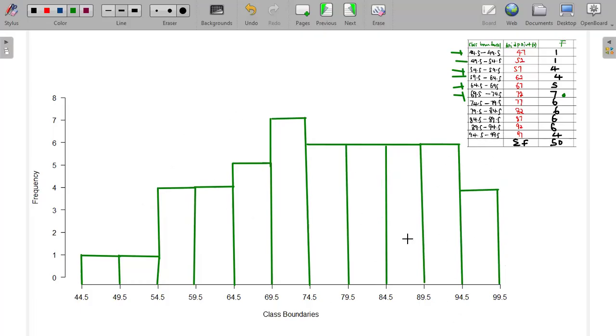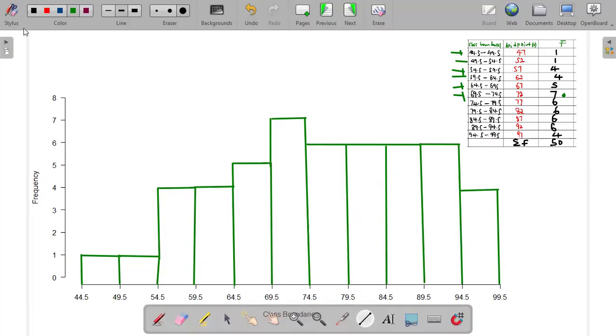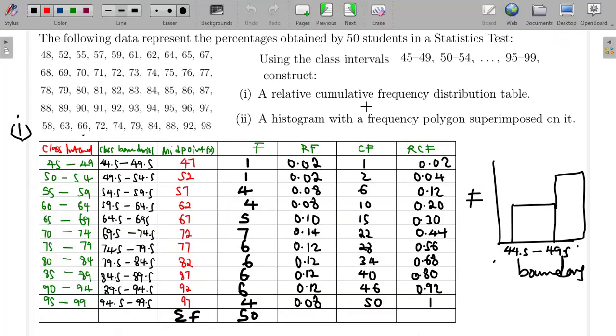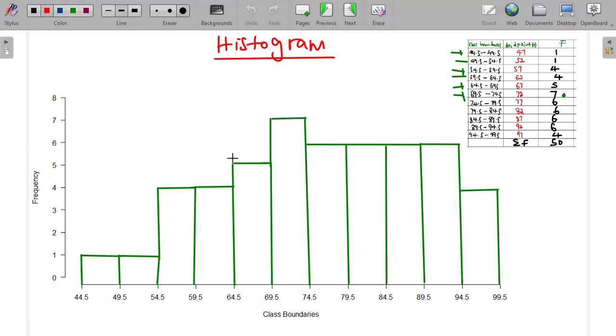So whatever I've drawn here, this is the histogram. Whatever I've drawn here is our what? Histogram. So just plot the class boundaries against the frequency. Once you've done that, the question was saying frequency polygon superimposed on the histogram. So what you do now to plot the polygon is you just plot the midpoint. The midpoint between these two is 47.